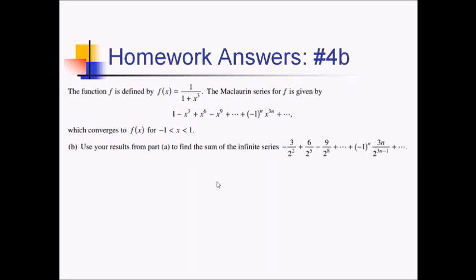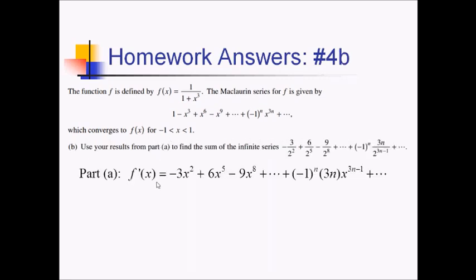For this problem, we're using our results from part A, which I will rewrite here, to find the sum of this infinite series. Okay, well, if they want us to use those results, that must mean there's a connection between what we did in part A and this new series that they've given us. If you look closely at the pattern here, we've got a negative 3 something squared, we've got a 6 something to the 5th, 9 something to the 8th. It looks like what we've done is taken the f prime series and just plugged 1/2 into that.